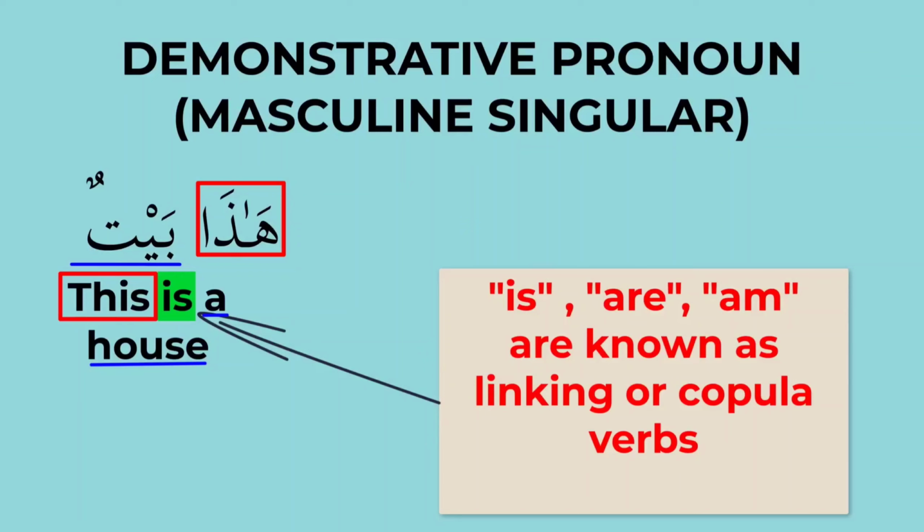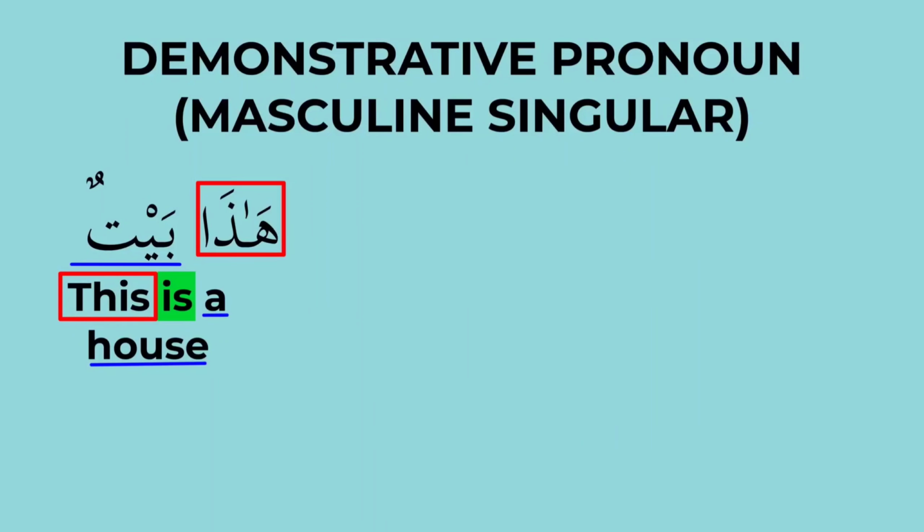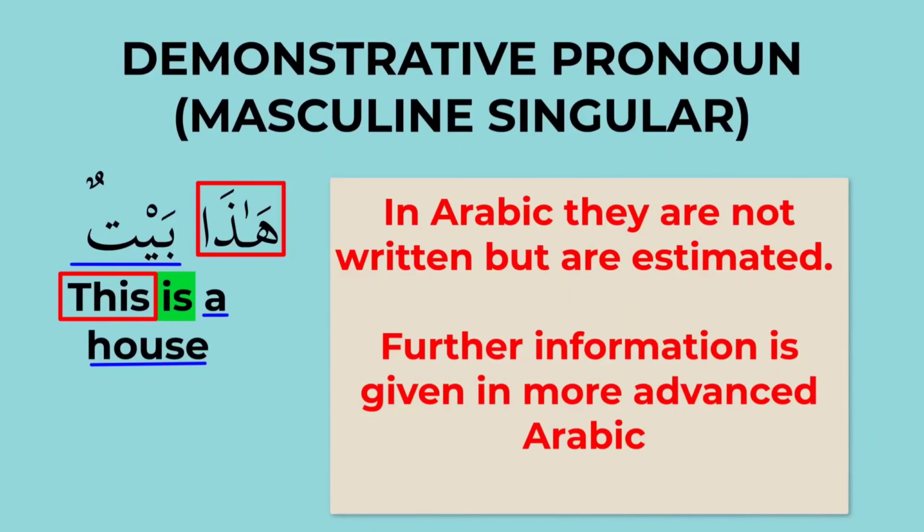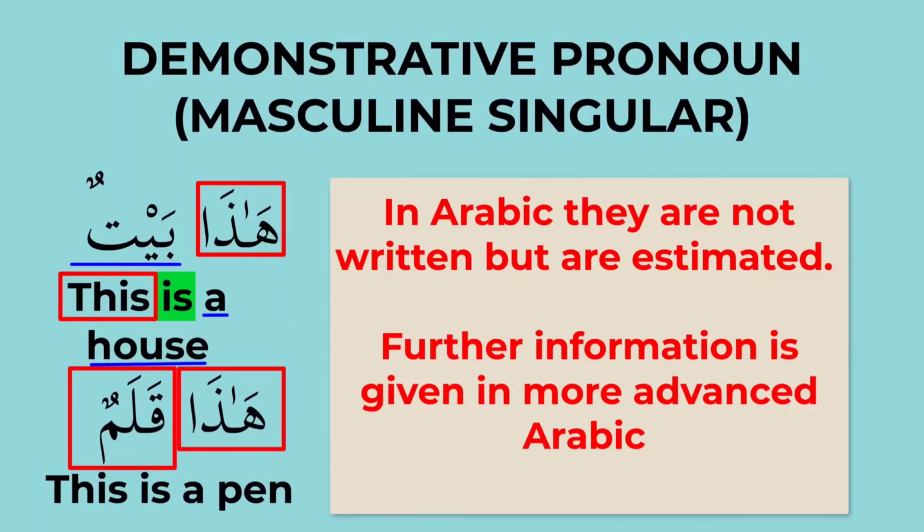Copula verbs, brothers and sisters. They link one noun with another noun, or they link the subject with the other noun. They are called linking words in English. But in Arabic, they are not there. Hadha qalamun, we only said two words. This, a pen, but you will translate, this is a pen.